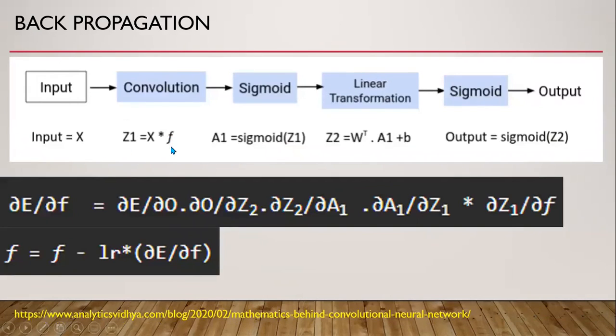And to adjust the shared weights, to learn the shared weights, we can again make use of the chain rule of these derivatives. So we get the derivative of error with respect to the shared weights, and this is how the shared weights are adjusted. So this is the mathematics behind the convolutional neural network.